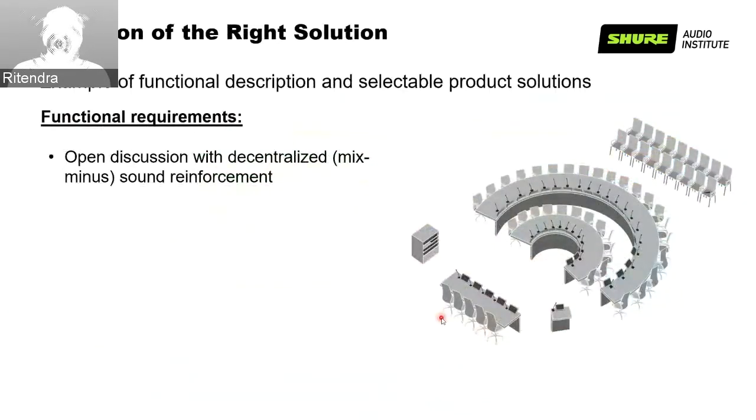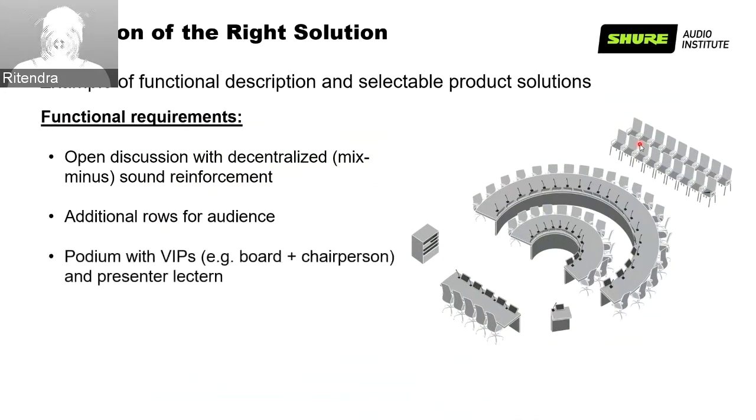I'm going to give you an example of a room. Consider you have a room like this. It looks like a council, a city council. The functional requirement is you have to have open discussion with decentralized mix-minus sound reinforcement, an additional row for the audience. There are audience members who are sitting, right? A podium with VIPs and a presenter lectern, and a chairperson with a mute all button.